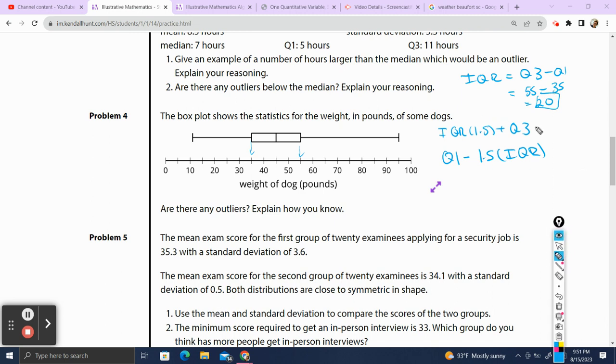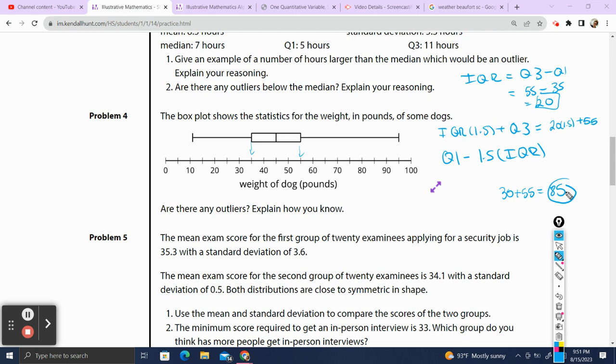So if I'm going to calculate this value over here, it's going to be 20 times 1.5 plus our Q3 value, which is plus 55. 20 times 1.5 is 30 plus 55, which is equal to 85. So any values over 85 will be an outlier.